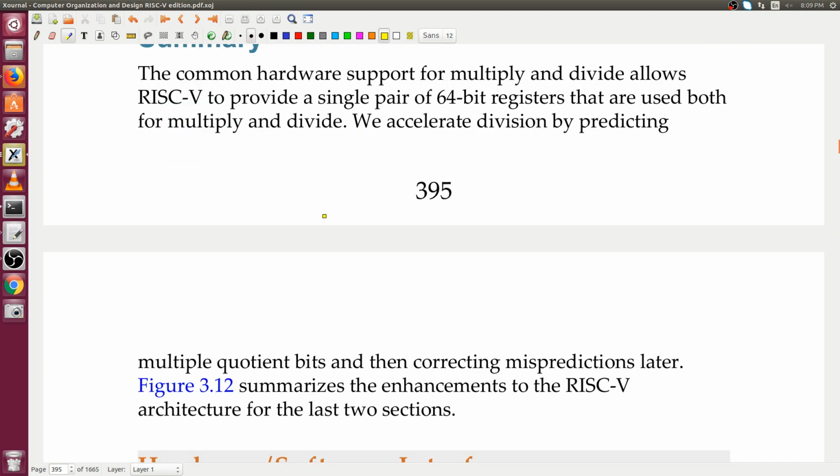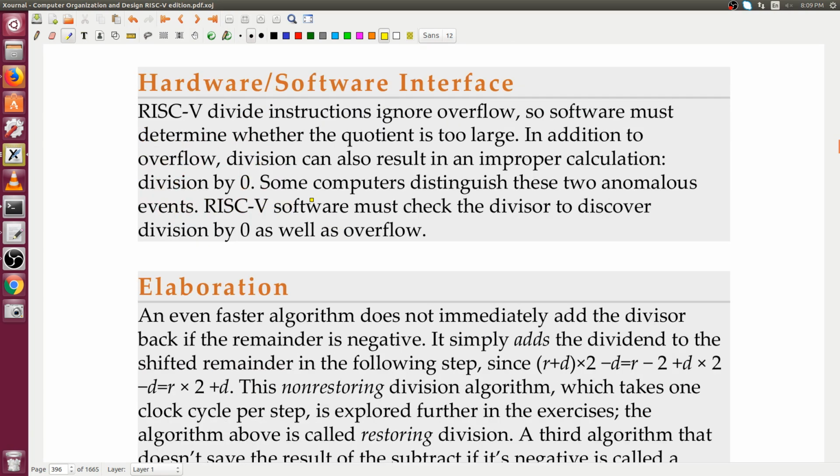Okay, let's move on. So hardware and software, let's do a brief overview of this, see if there's anything interesting. RISC-V divide instructions ignore overflow, so software must determine whether the quotient is too large. Okay, so they're basically saying that there is no hardware to do this detection, so it's very naive.